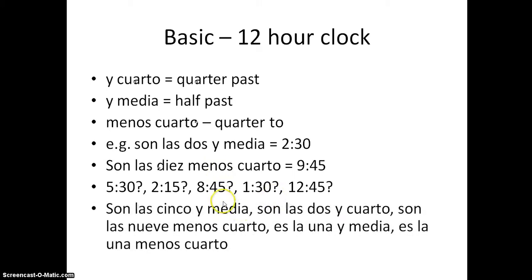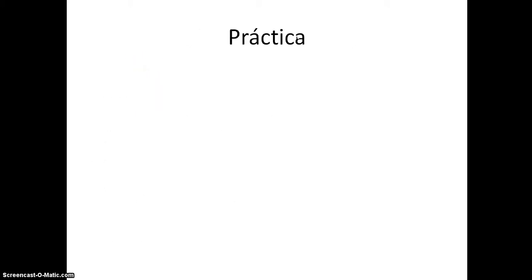Okay, so son las 5:30, son las 2:15, son las 9 menos cuarto, es la 1:30, es la 1 menos cuarto. One thing we should note here, the cuarto is a little bit like the word for, but the R is before the T instead of after the T. So just be careful of that if you're writing it. Okay, práctica.